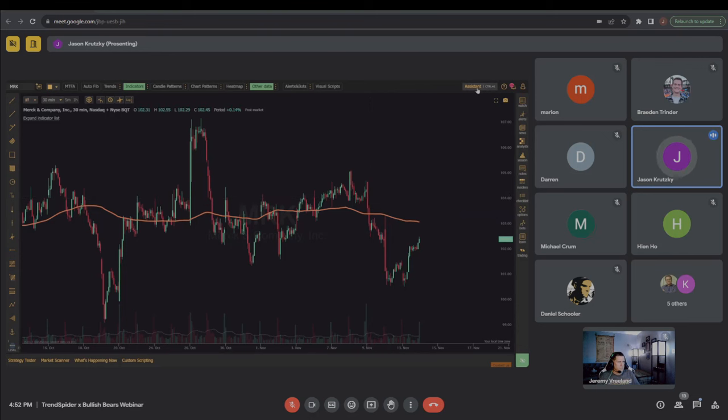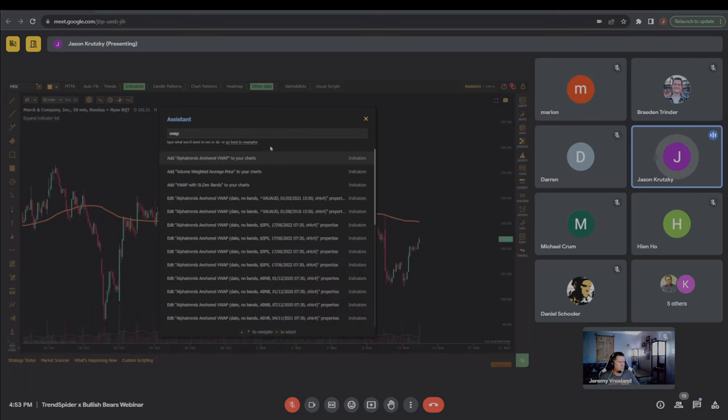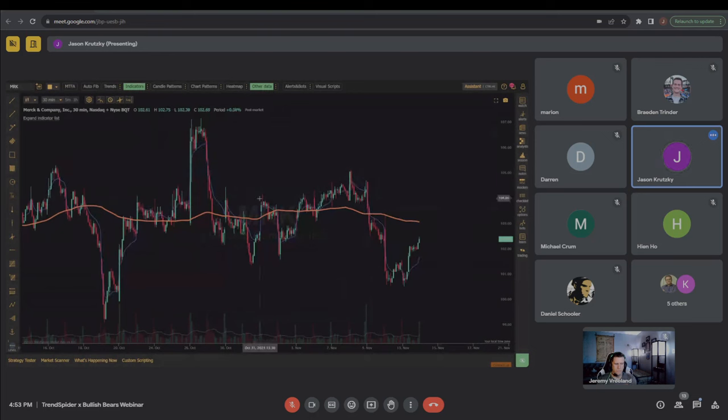And then finally, the assistant. The assistant is the other tool that utilizes AI functionality. So GPT is plugged into the assistant, and it will direct you around the platform. So if you're a new user to the platform, you don't know how to find things, you want to add a VWAP to your chart, all you do, type in VWAP. You're going to get the options of what you can add to your chart. Add an alpha trends anchored VWAP, add a volume weighted average price, add a VWAP with standard deviation bands. I chose the regular VWAP. It adds it to my chart.